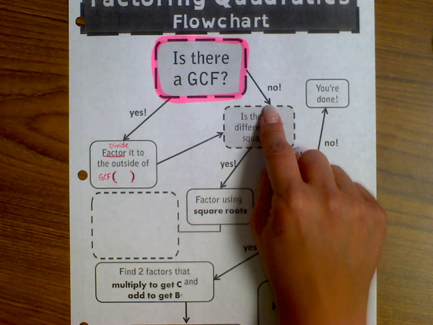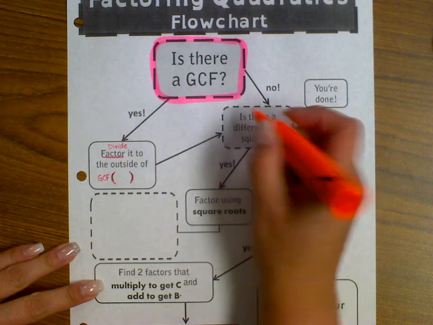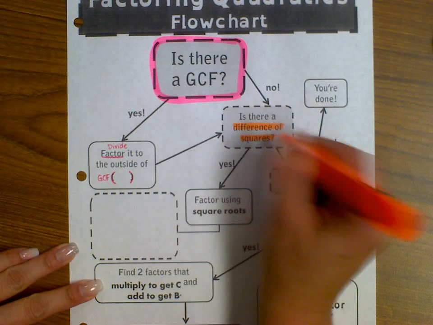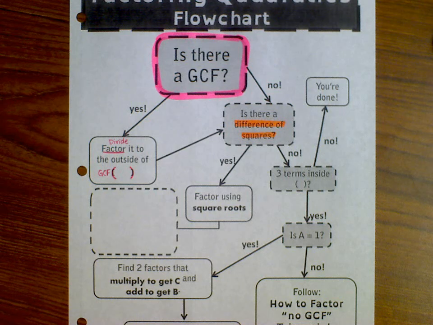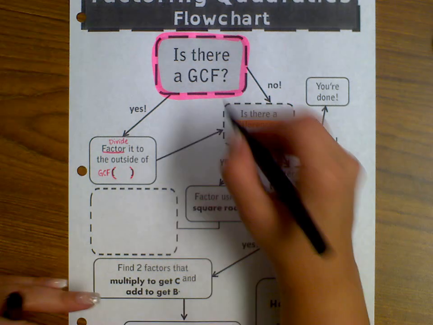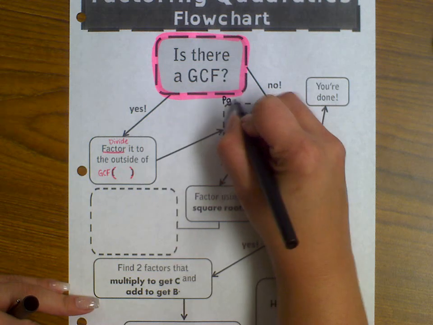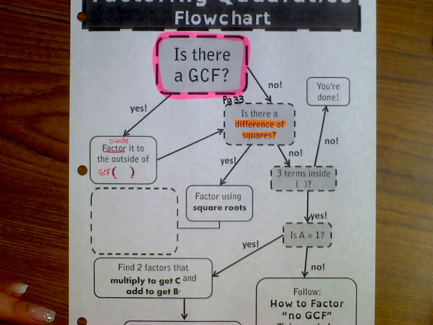What I want you to next recognize is, do you have a difference of squares? Can anybody please tell me what is the difference of squares? You could use page 33 to help you. Page 33. What is the difference of squares? It's on the board. Yeah, the formula.